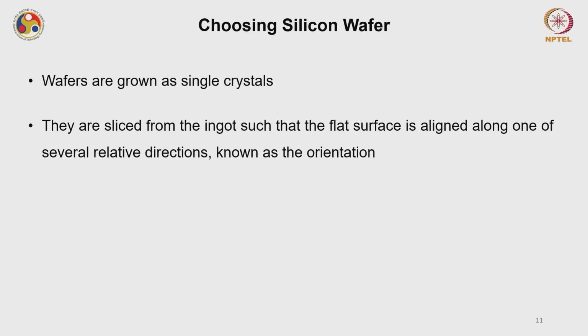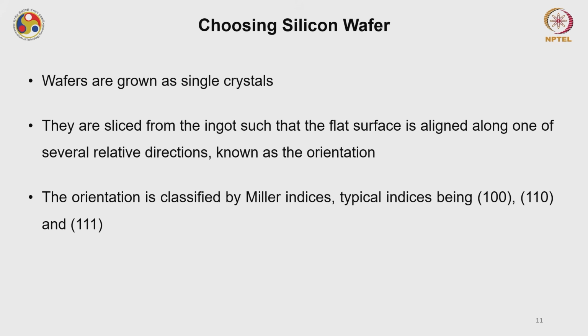From this single crystal, they are sliced from big ingots such that the flat surface is aligned along one of several relative directions, which is known as the orientation of these ingots. The orientation is classified by Miller indices. Typically indices are denoted in brackets, with certain numbers like 100, 110, 111, 211. We'll see what these indices are if you are not aware of Miller indices.